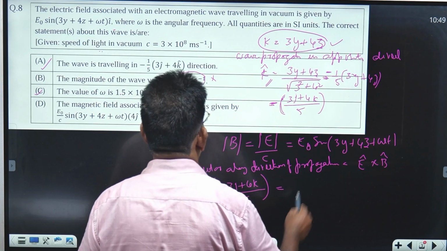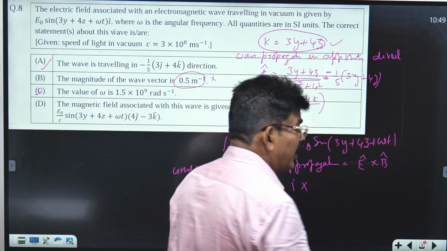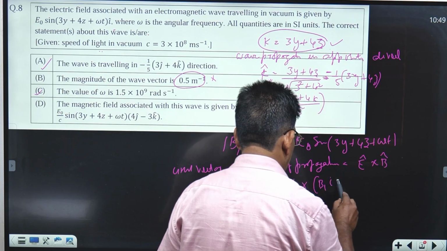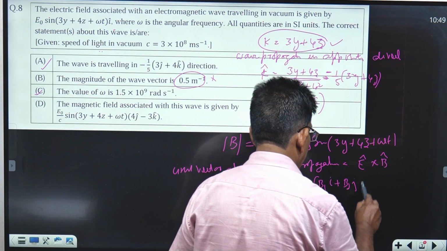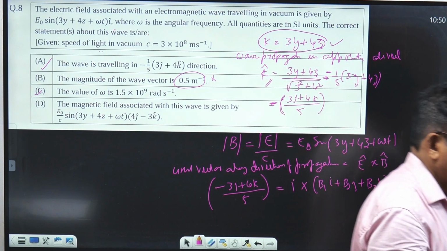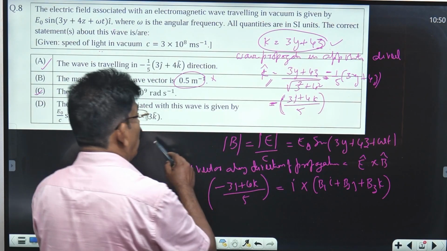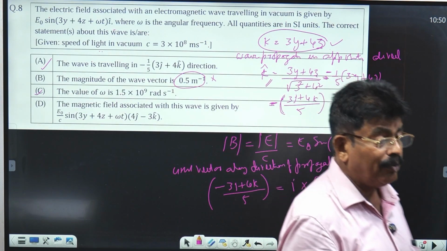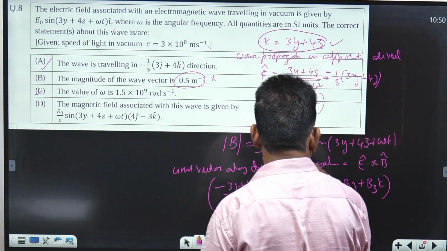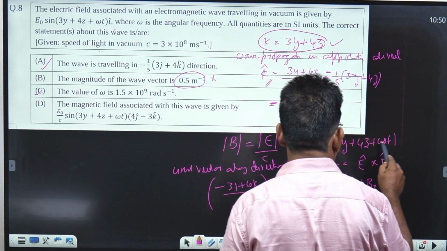This is equal to the unit vector in the direction of electric field, that is i, cross the unit vector in the direction of magnetic field, which we can write like this: b1i plus b2j plus b3k. You can take it like that. I repeat, I already got the magnitude of the magnetic field. The magnitude of the magnetic field is the magnitude of the electric field divided by c, that is E0 by c, sine of (3y plus 4z plus omega t).